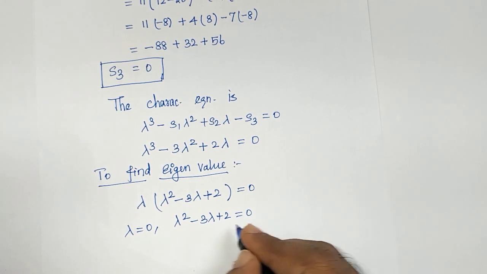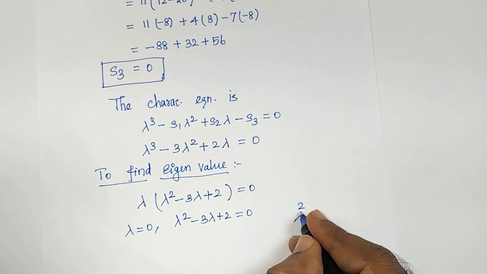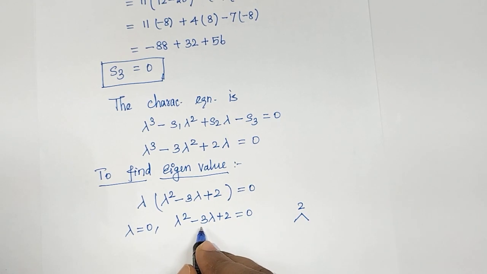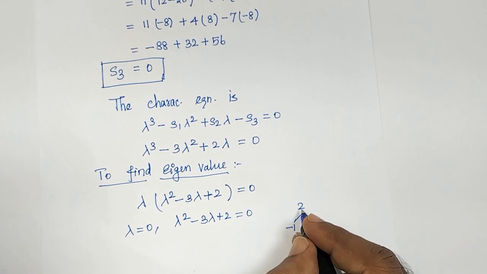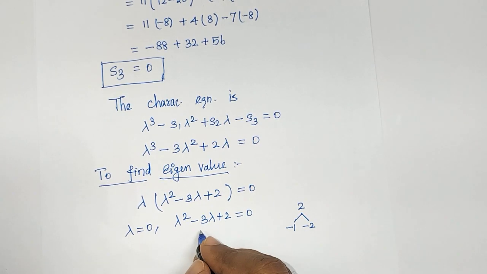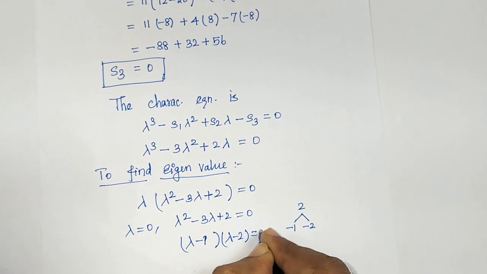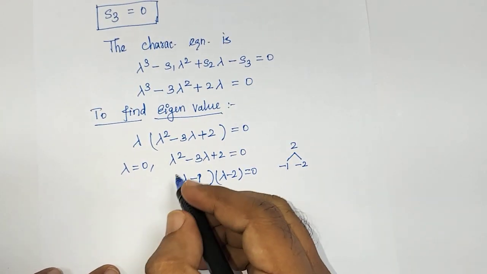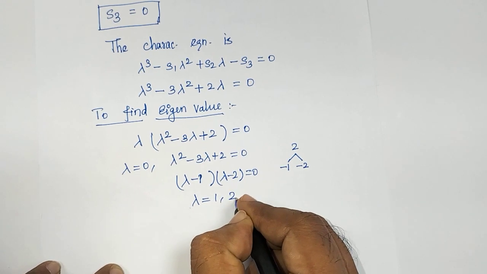So take this constant 2. Which two numbers multiply to give 2, and which two numbers add to give minus 3? The common numbers we have to take here: I am taking minus 1 and minus 2. Multiply these two, you will get 2. Add these two, you will get minus 3. So I am writing (lambda minus 1)(lambda minus 2) is equal to 0, so that when equating to 0, you will get lambda equal to 1 and lambda equal to 2.